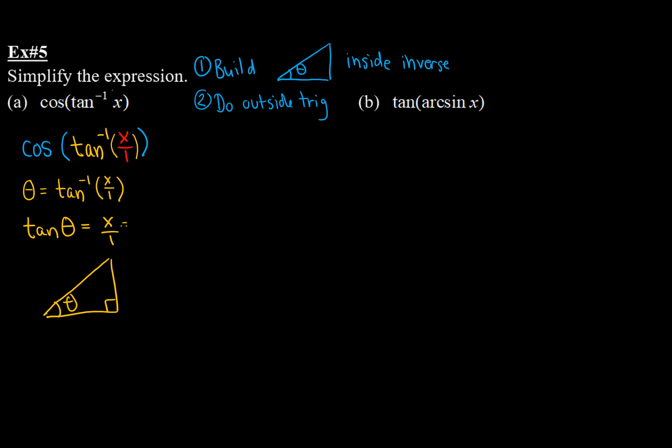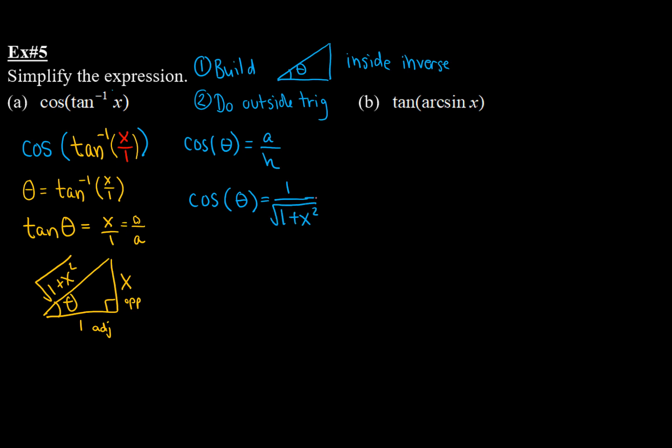All right, so the tangent is the opposite over the adjacent. So it's x and 1 for my opposite and adjacent sides. And my hypotenuse is going to be the square root of 1 plus x squared, or x squared plus 1, up to you. Now, once I have that triangle built, I can find the cosine of that angle. Cosine is adjacent over hypotenuse. So this is going to be 1 over the square root of 1 plus x squared. Cool, eh?